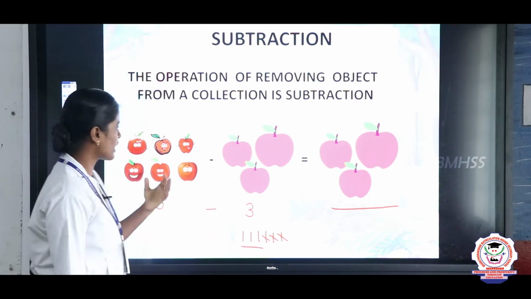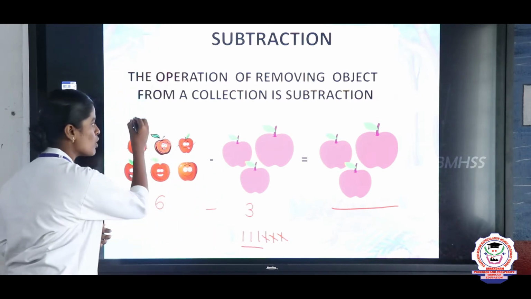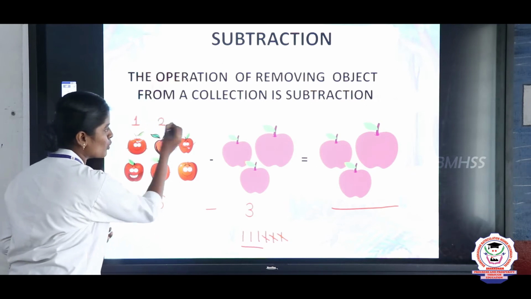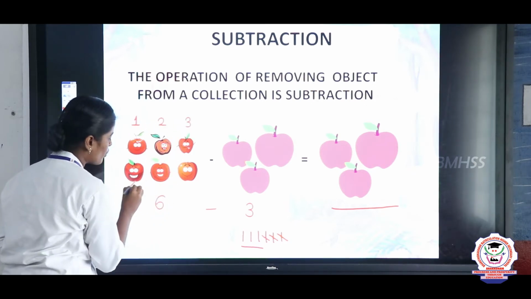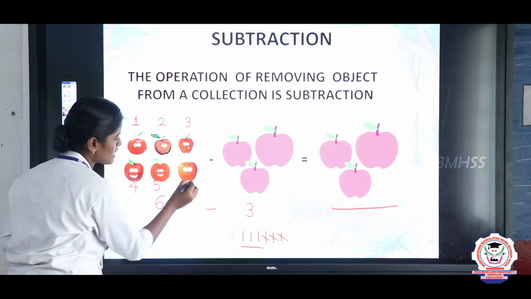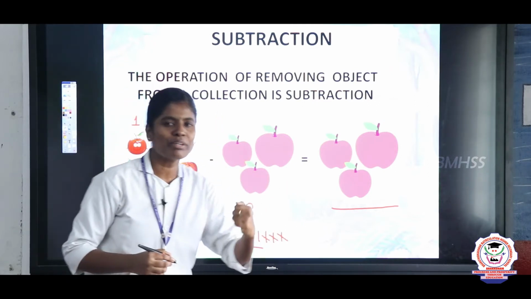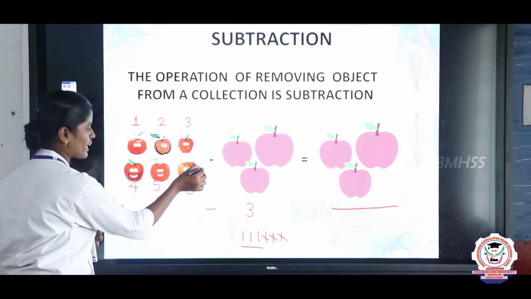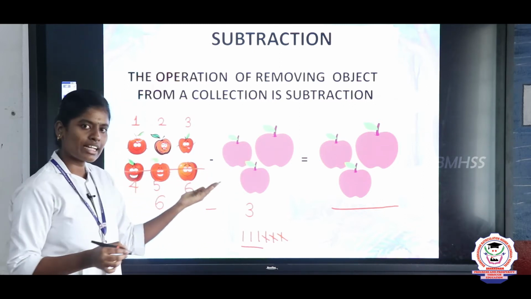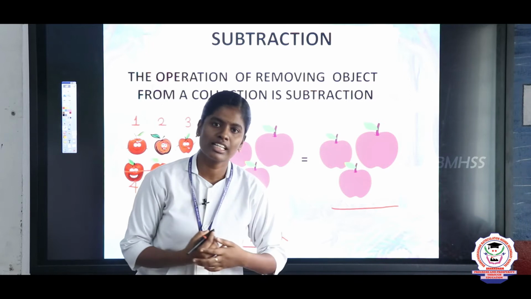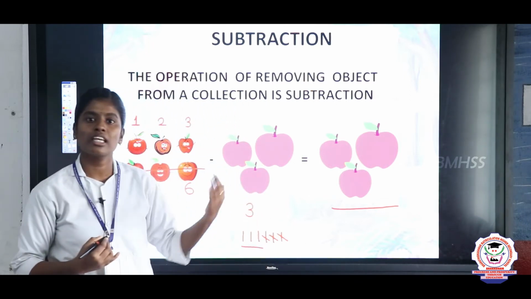Otherwise, you can simply strike out. Here we have 6 apples: 1, 2, 3, 4, 5, 6. Now we are going to subtract how many apples? Yeah, very good my children, 3 apples. So strike out 3 apples. You are getting the answer, 3. The final answer is 3. So 6 minus 3 equals 3.